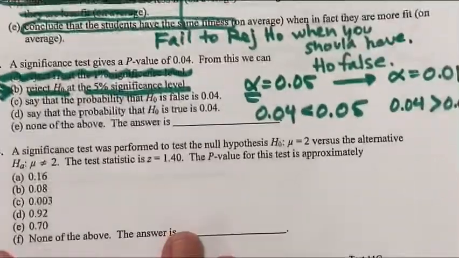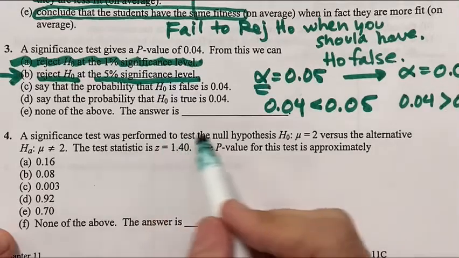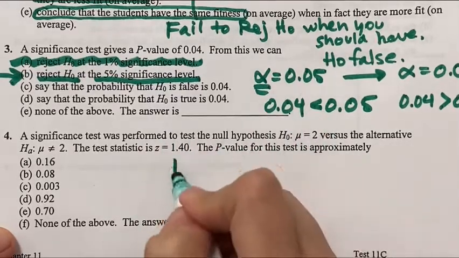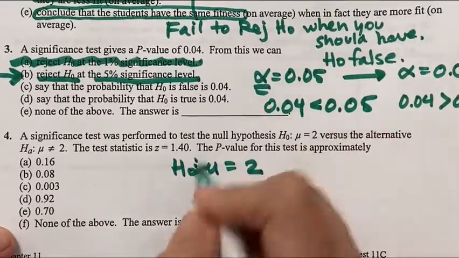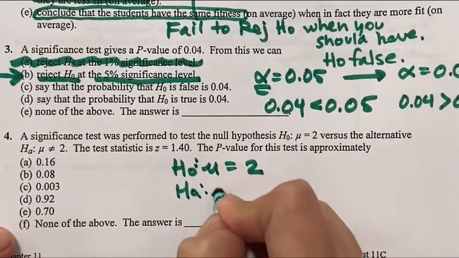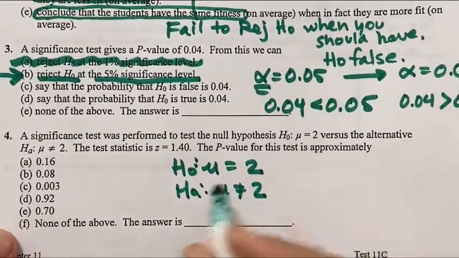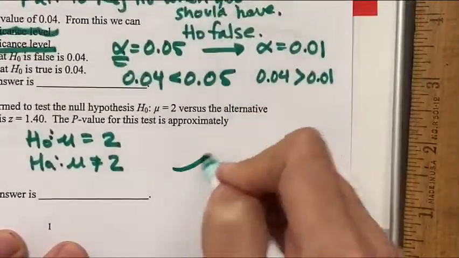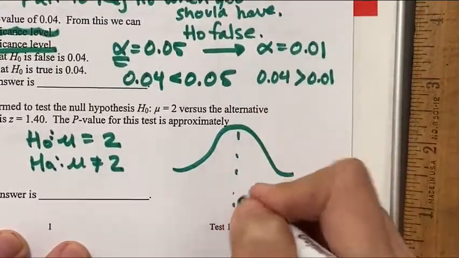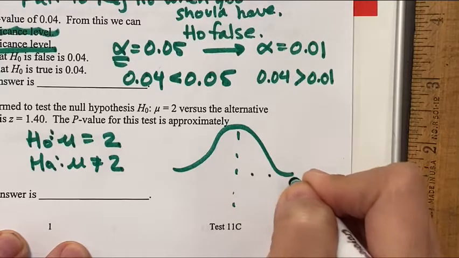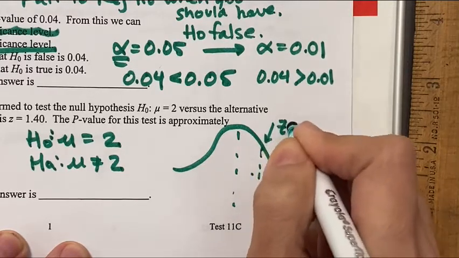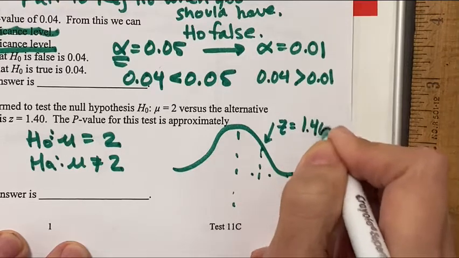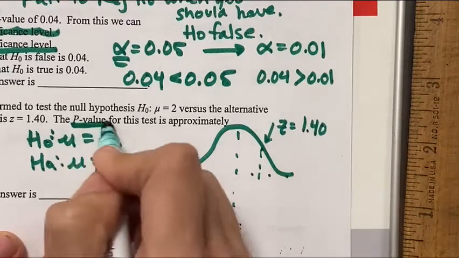Okay, let's take a look at question 4. A significance test was performed. H sub O is mu equal to 2, and H sub A is mu is not equal to 2. The test statistic is 1.40, so that would mean not 1, not 2 standard deviations, but somewhere in between there. So we get a z-value of 1.40. What is the p-value for the test?